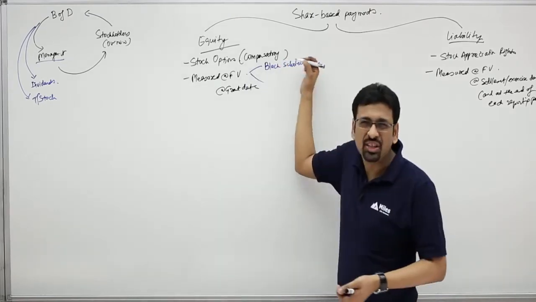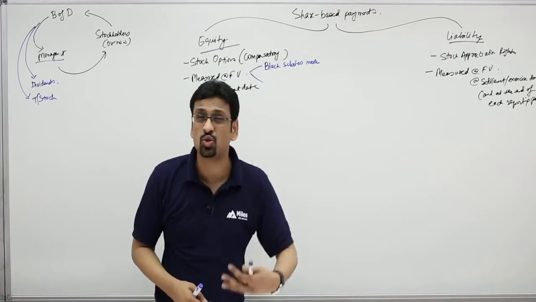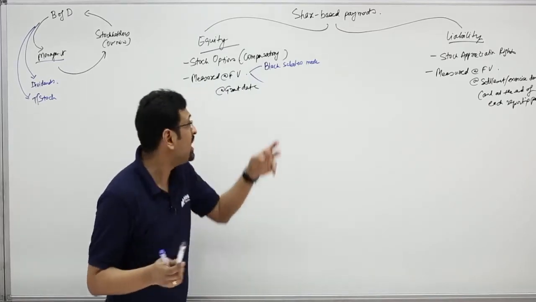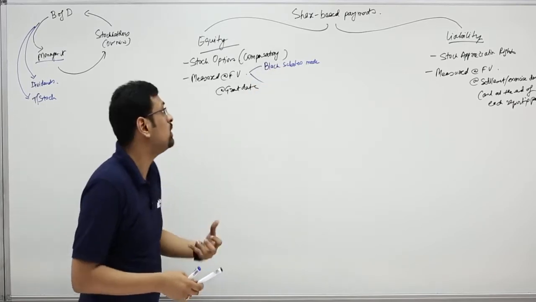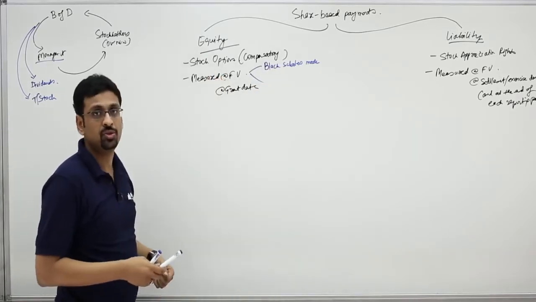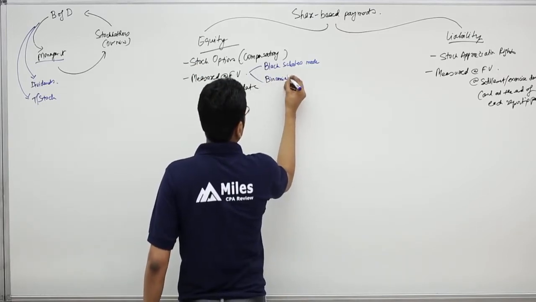The name itself sounds so tough. In reality, it's pretty tough, and it's outside the scope of the CPA exams. So we don't need to worry about how this model works, but we know this model helps us calculate the fair value of the stock options. You could also use the binomial distribution model.